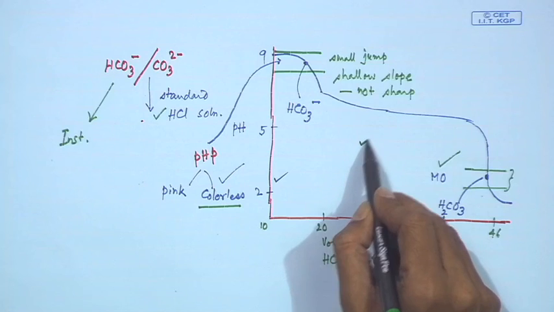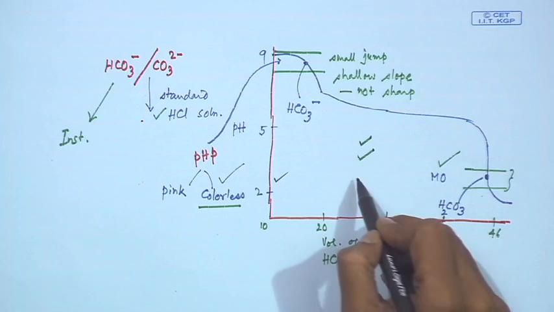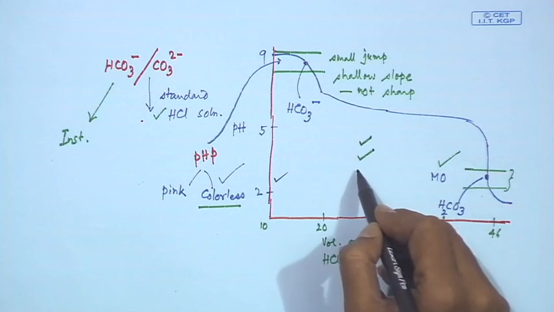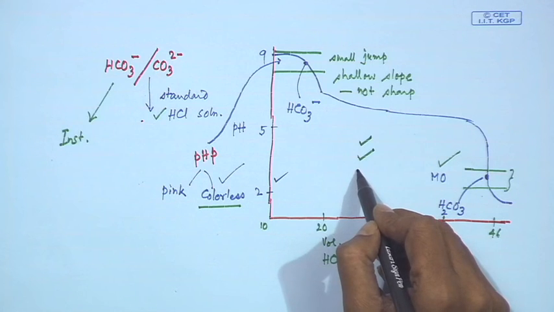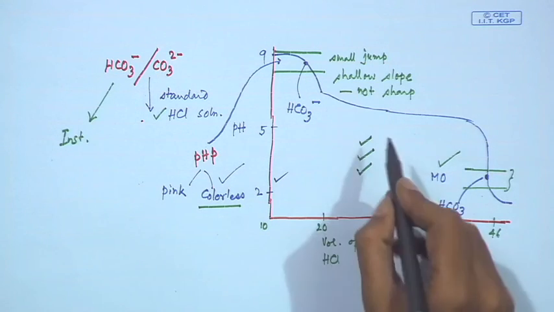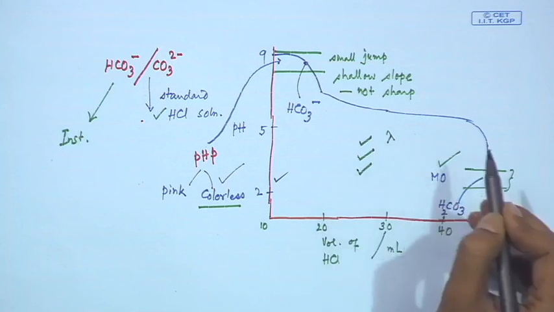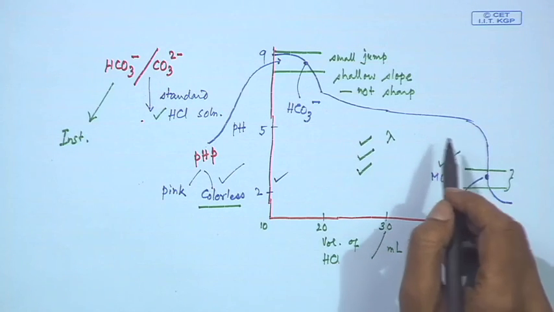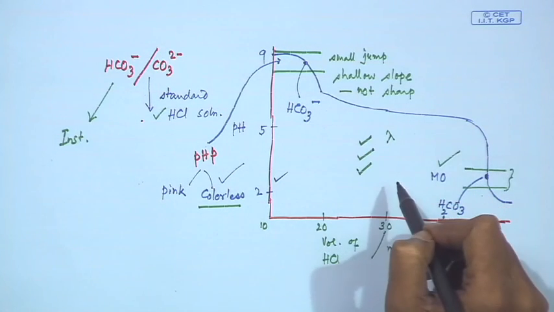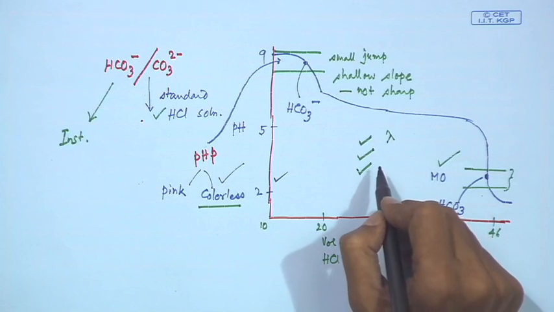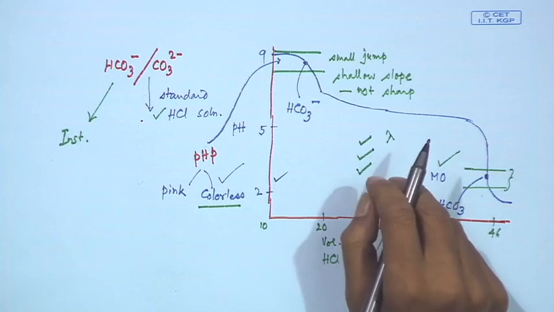So, if we have 3 colors, one is pink, another is orange-red, and another is yellow. We will see how the different lambda values will be helpful if we try to detect the same titration using any instrumental method for this particular analysis.